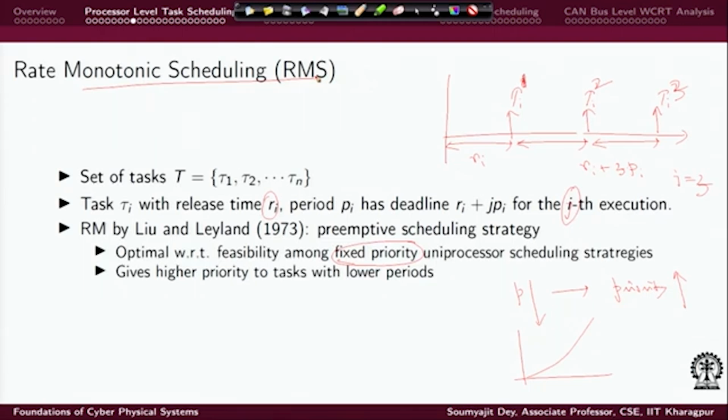And what we are saying is, for any such periodic task set, if I have any other fixed priority algorithm, any algorithm which works with fixed priorities, and it is able to find a feasible schedule, then this algorithm will also be able to find a feasible schedule. So, that is all about it.